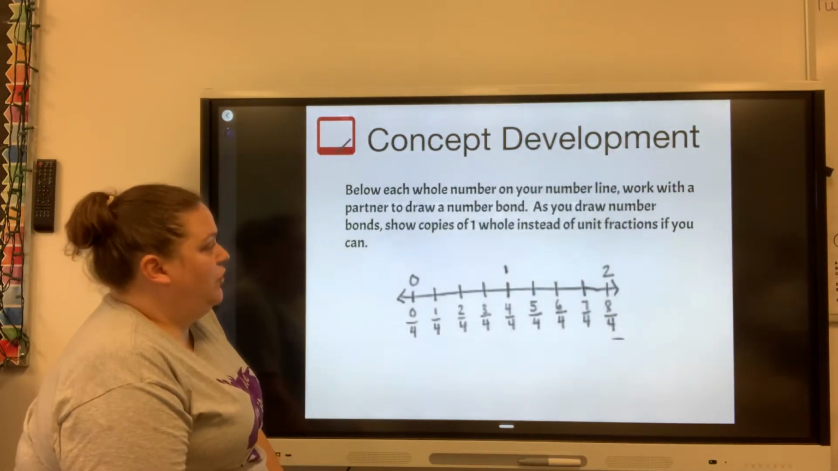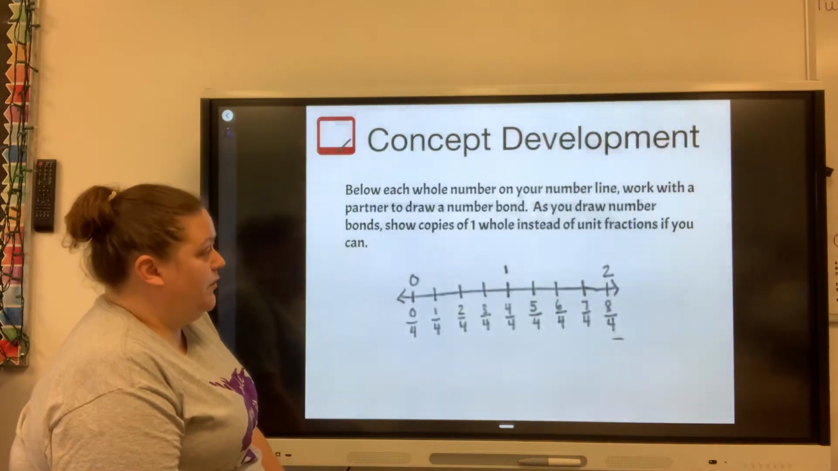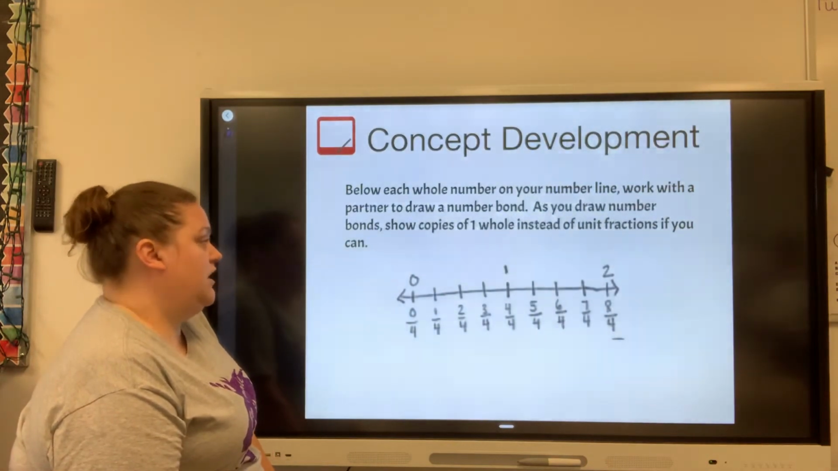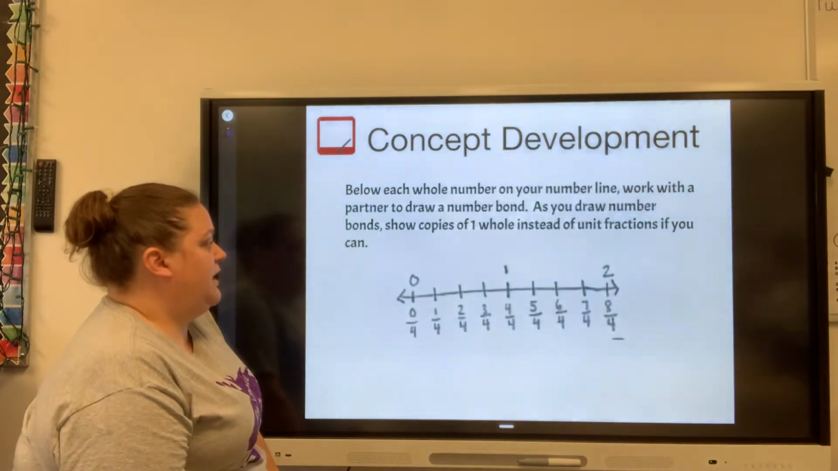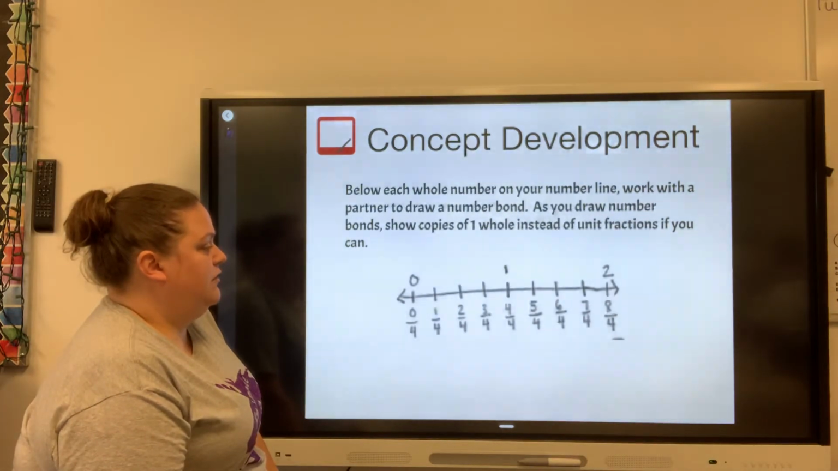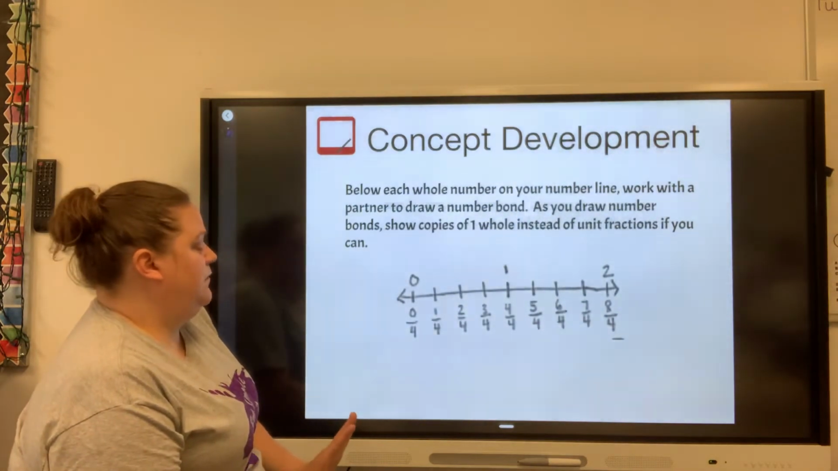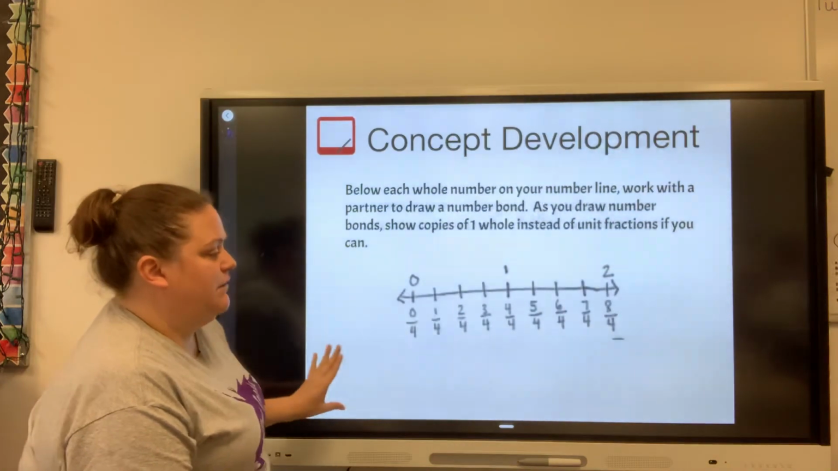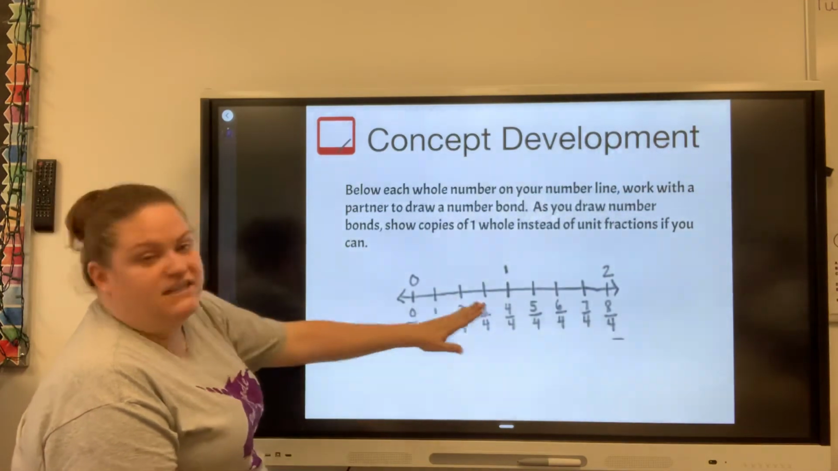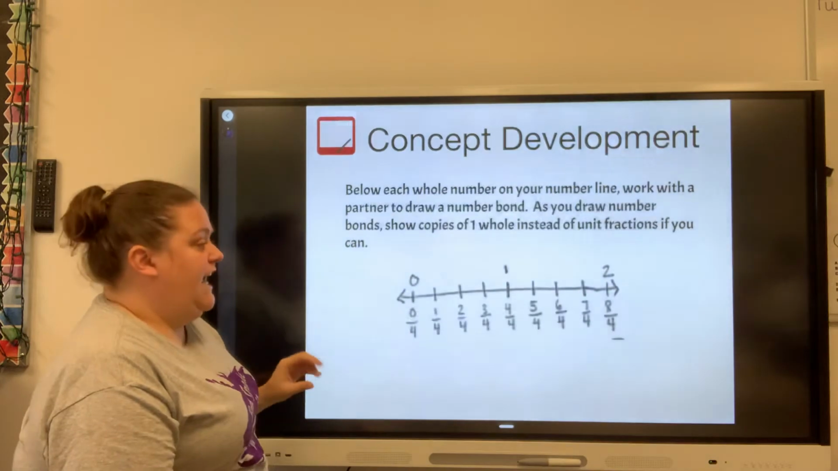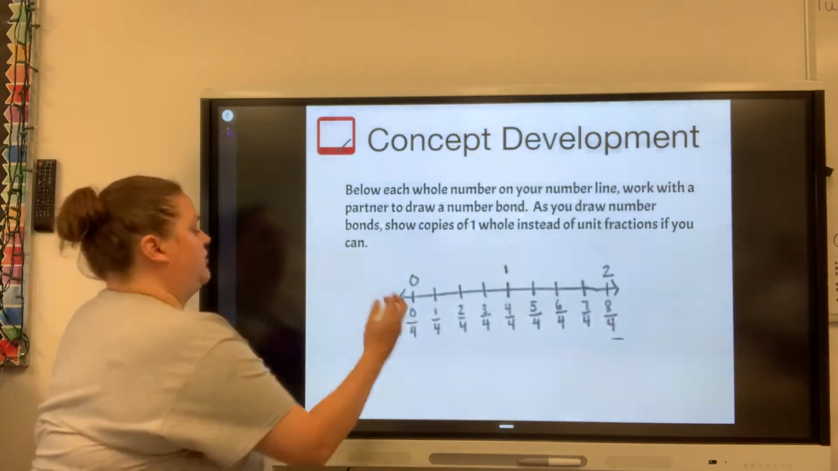Below each whole number on your number line, work with a partner to draw a number bond. As you draw the number bonds, show copies of 1 whole instead of unit fractions. I'm not going to do it this way. I'm not going to do a number bond for this. I'm going to leave it just the way it is because they did it in fourths. So I would have 2. I'm going to show you really quick.